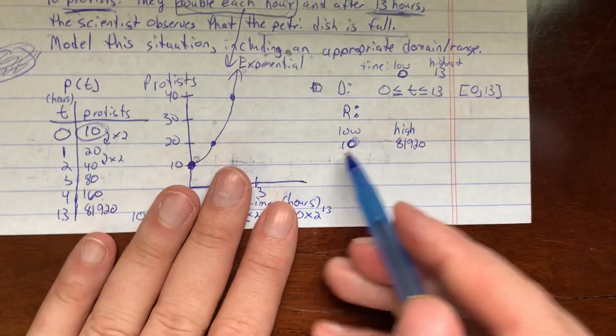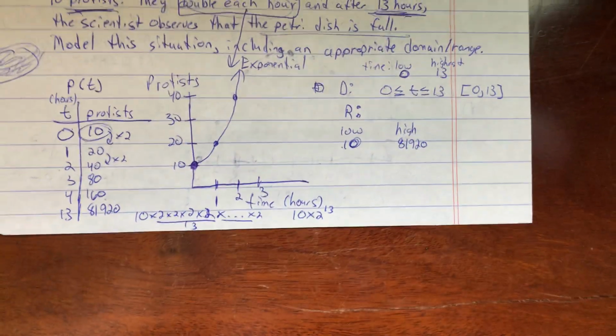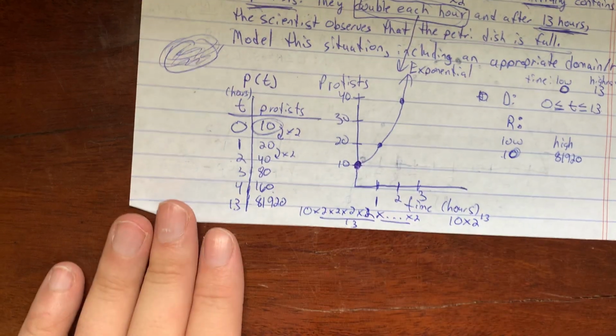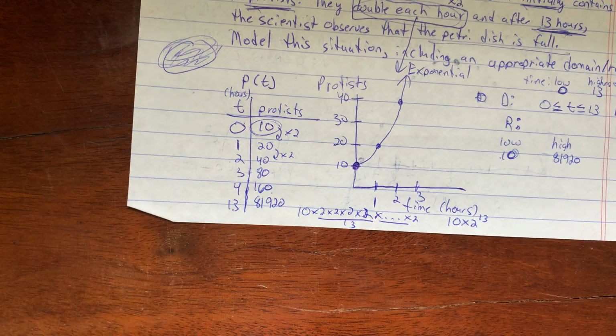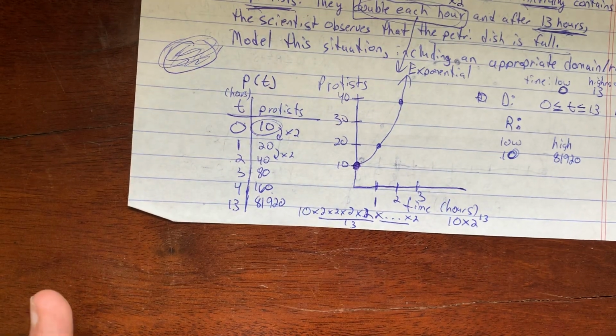Now the question is, do all the in-between values make sense? Well, yeah, I mean, we could have like 15 protists, and just because in the table we skipped over 15 protists doesn't mean that there would never be 15 protists. There probably were at some point. But do all of the in-between values make sense?